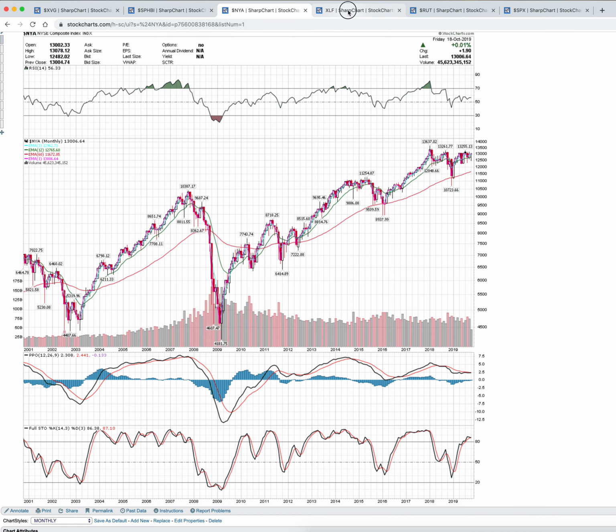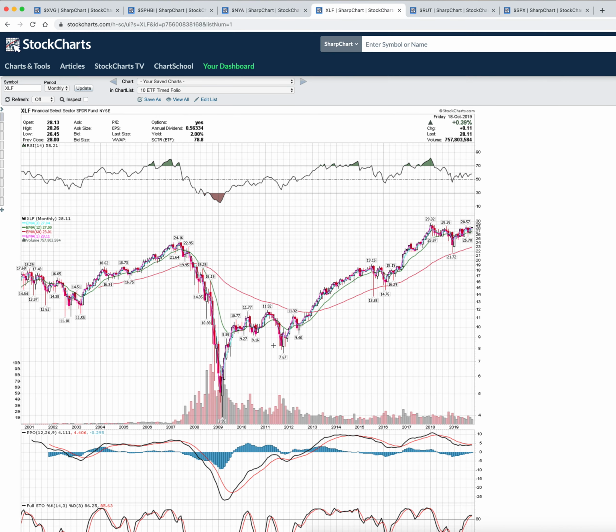Anyway, I'm not going to keep showing you the same thing over and over, but it just goes to show that this is truly wave 2 in 2011. This is XLF. Again, XLF clearly broke the 2010 low. This cannot be wave 2. This cannot be wave 3-2. This has to be wave 2.